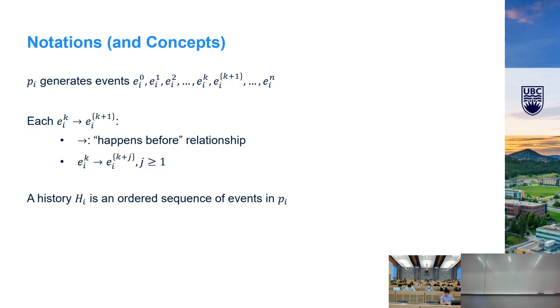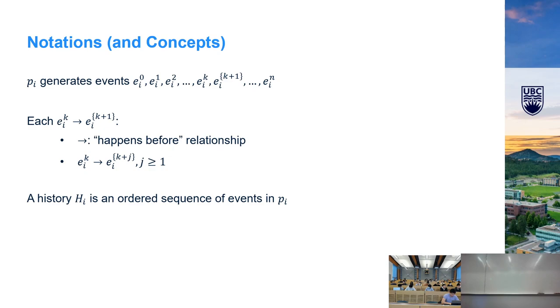And furthermore, that happens before relationship works for subsequent events as well. So in other words, if there is a separation between the events, the ordering is still preserved. No cycles here. And these are definitions, right? I'm defining these things. This is how my clock is going to work.